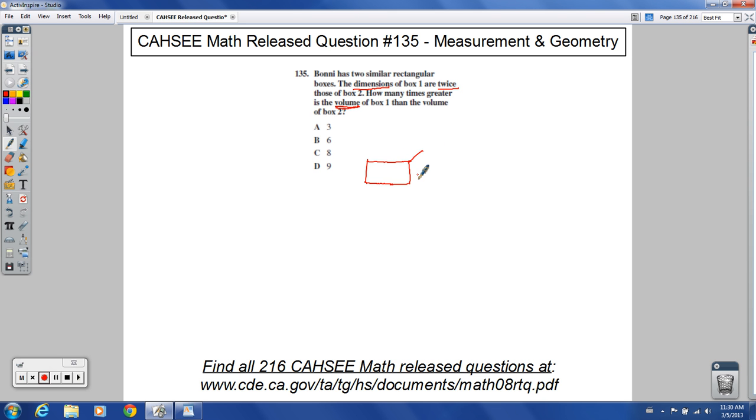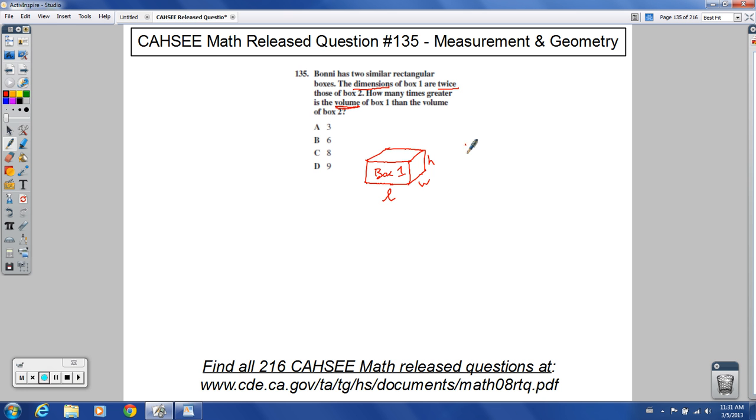This is box 1. It doesn't tell us what the dimensions are. It just says from this one to this one we get twice as big. And so let's call this L. Let's call this W. And let's call this H. So length, width, and height. That's box 1.